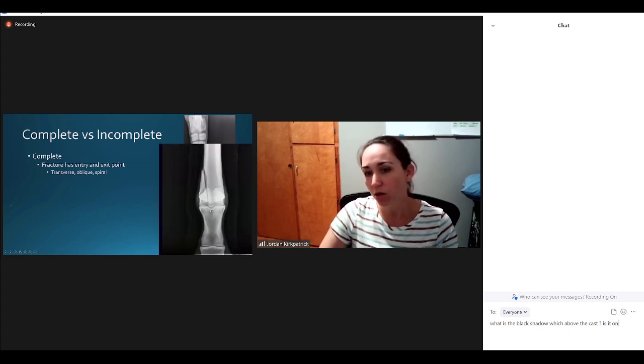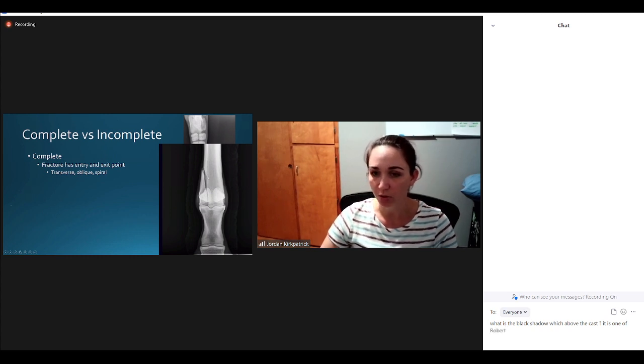However, this is also a complete fracture. It's not going across one cortex to the other, but there's an entry and an exit point. And so this is a condylar fracture. These are fairly common in thoroughbred racehorses. So usually lateral condylar fractures are complete. Medial condylar fractures tend to spiral, which I have images of those later. So again, an entry and an exit point. So that makes it a complete fracture.